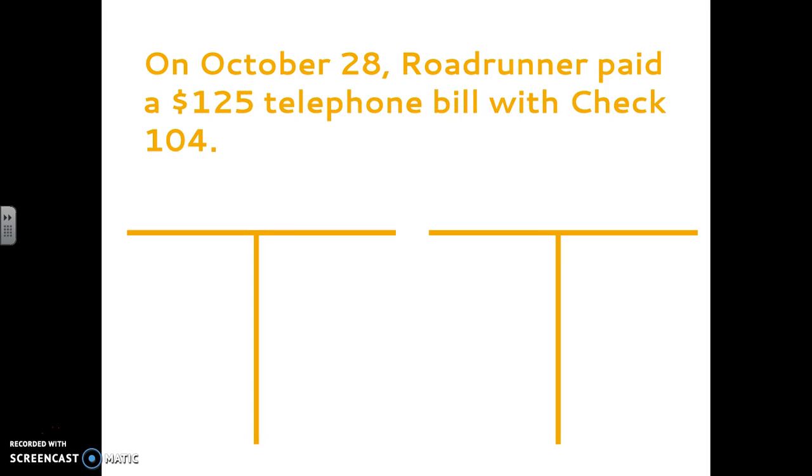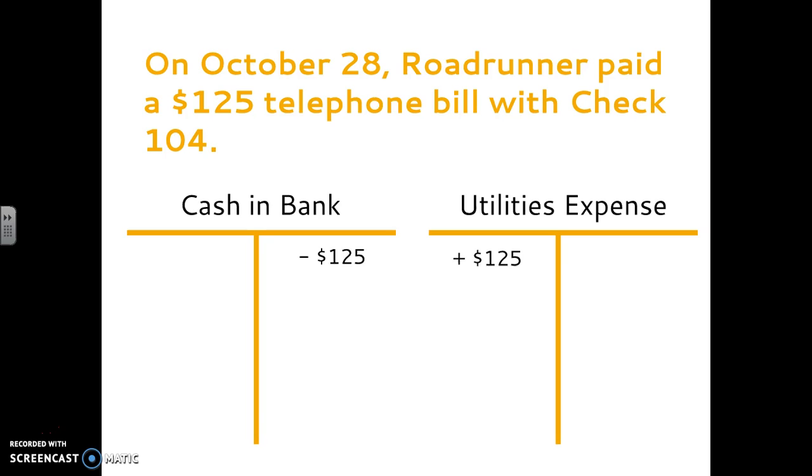On October 20, a $125 telephone bill was paid with check 104. Cash and bank and utilities expense are the two accounts affected by this transaction. Utilities expense will be debited and increased by $125. Cash and bank will be decreased and credited $125.